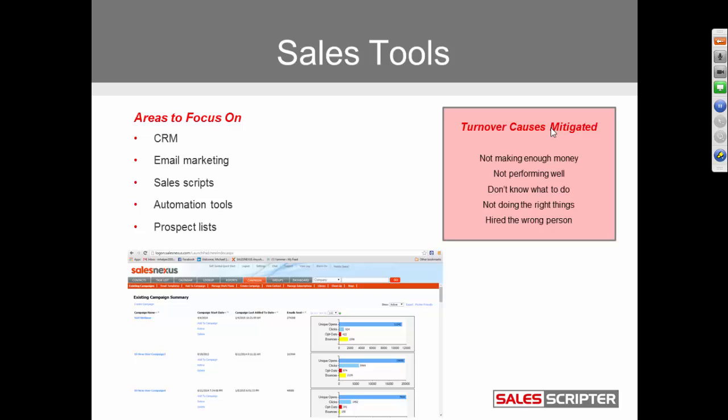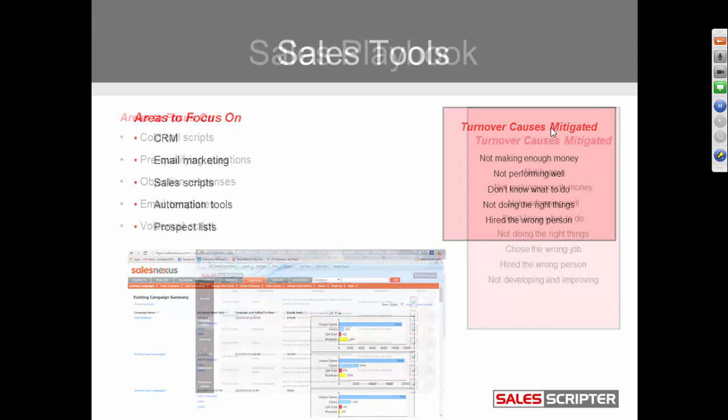So when you provide more tools like this, one root turnover cause that you decrease is you immediately can have an impact on salespeople not making enough money, right? Because if they have better tools and more air support, they're going to have better leads. They're going to be working their leads. They're going to be closing more leads. They're going to be making more money. They're going to be performing better. They're going to feel like they know what to do better because they have more tools to help guide them. They're going to be doing more of the right things, and you're not going to necessarily feel like you hired the wrong person and have to let them go.